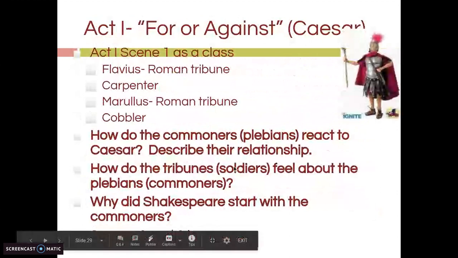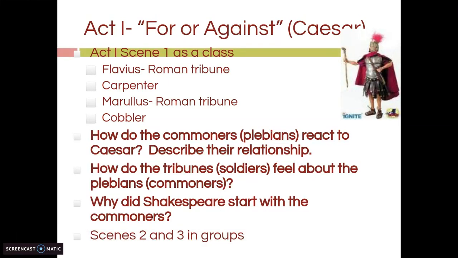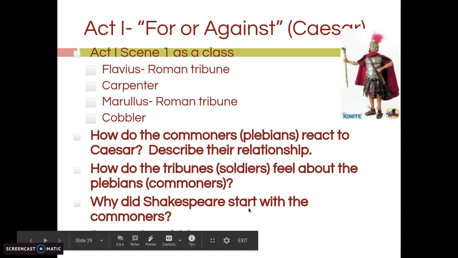And you're going to follow the commoners, the plebeians, the common people, the regular average Joes. There's a carpenter and a cobbler. He fixes shoes. And you're going to see a couple of tribunes. Tribunes were these soldiers. And they're going to have different feelings about Caesar. But the big question is, why did Shakespeare start the whole play with these people?